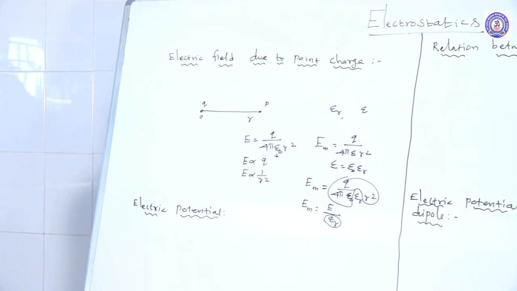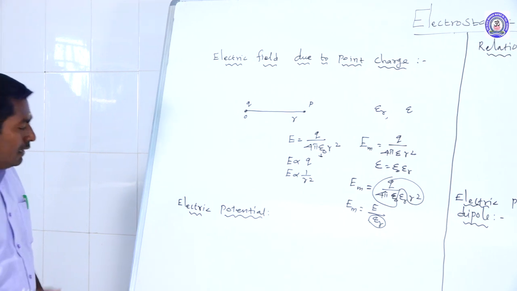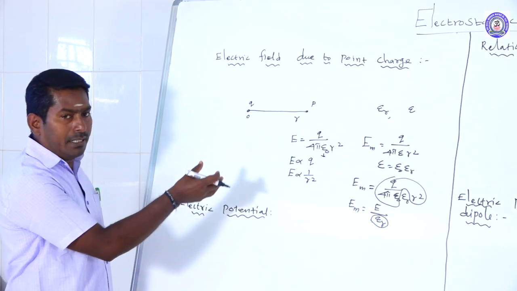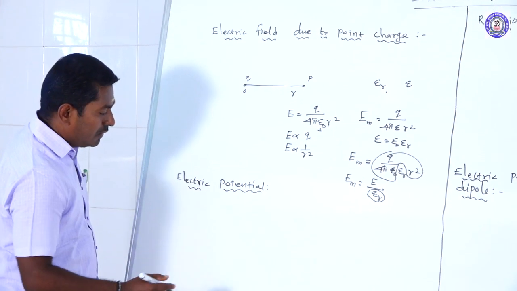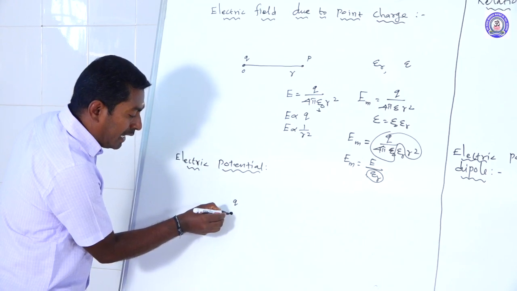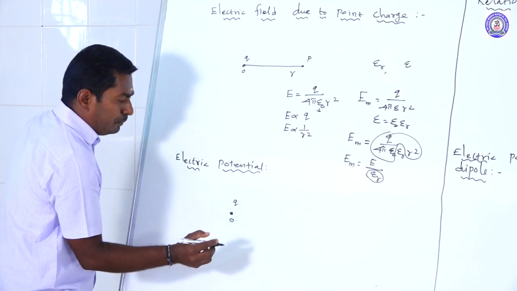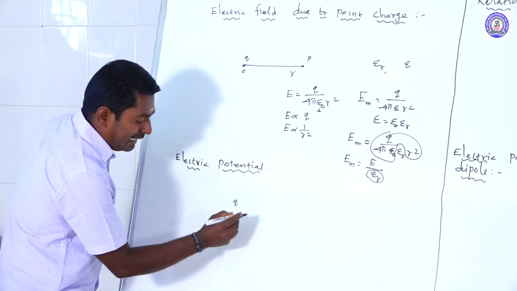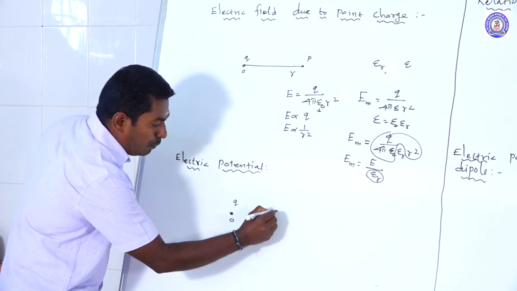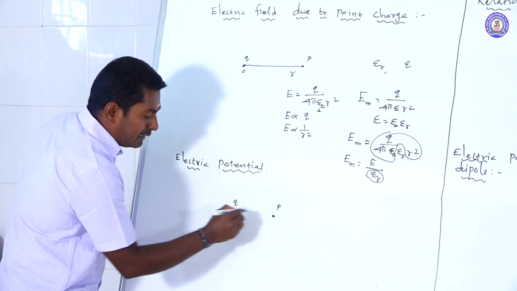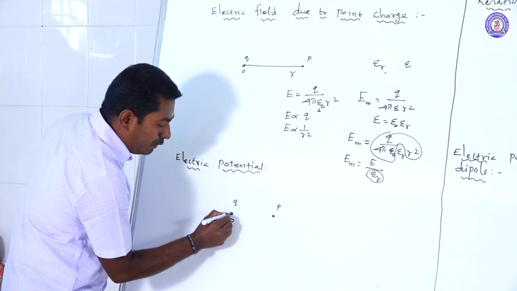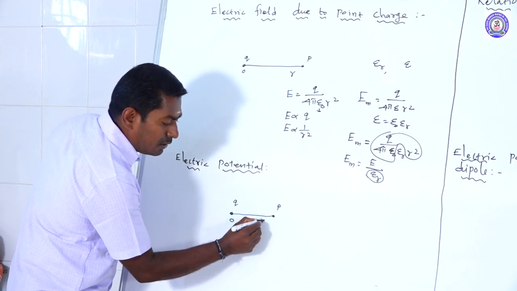So next topic, electric potential. An electric charge not only produces an electric field around it, it will produce electric potential also. Let us consider one point charge situated in air medium at a point O. It will produce electric field and also electric potential. Let me assume one point P in the electric field produced by the point charge. The distance of the point P from the point charge is R.